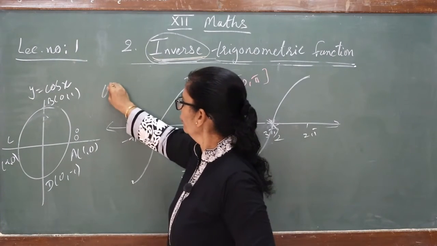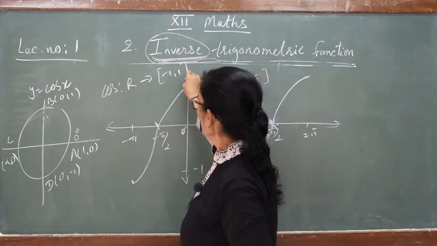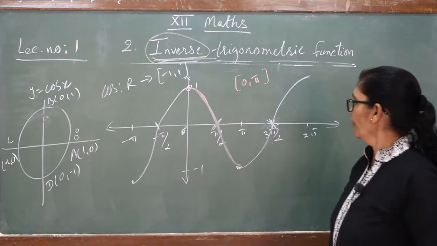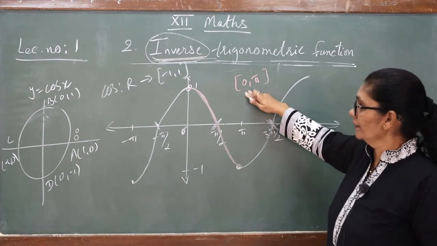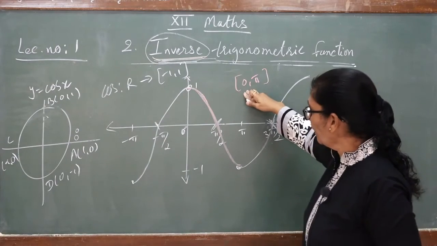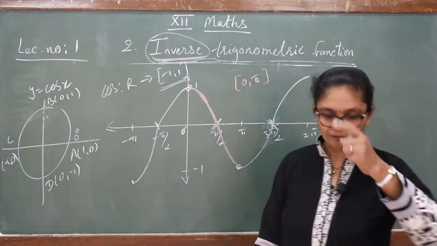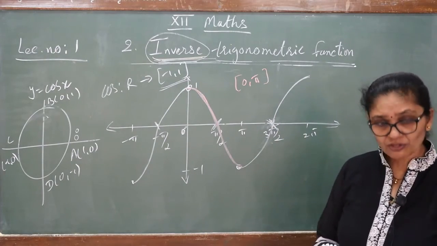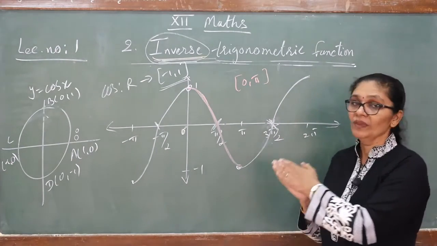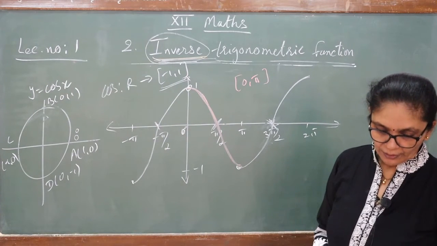How can we write it for the cos function? The cos function is always written from minus infinity to infinity, with range minus 1 to 1. But when you restrict its domain, cos inverse will be from 0 to pi, and its range will be from minus 1 to 1. But remember, when you write the inverse of any function, the domain becomes the range, and the codomain becomes the domain.